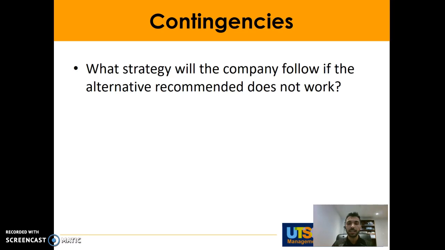Contingencies: if you give an action plan and you're required to give one, then if the original plan isn't going to work, is there a plan B that you can recommend? And that's all we're talking about in contingencies. This is not your accounting contingencies.